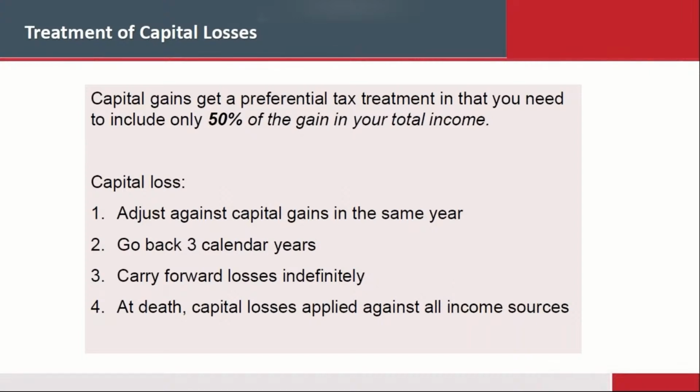So basically, capital losses are placed against the capital gains in the same year, or they could go back actually 3 years. So you can actually go back. So if you made money last year, for example, but you lost money this year, you could take that loss back to last year and get a substantial tax refund and everything else. So we can go back 3 years.